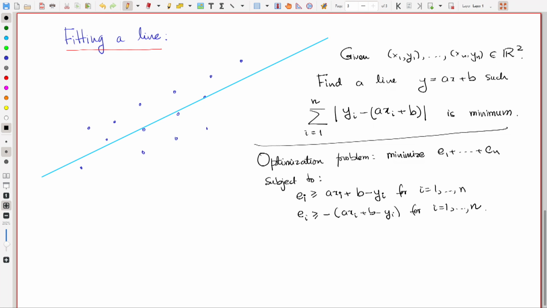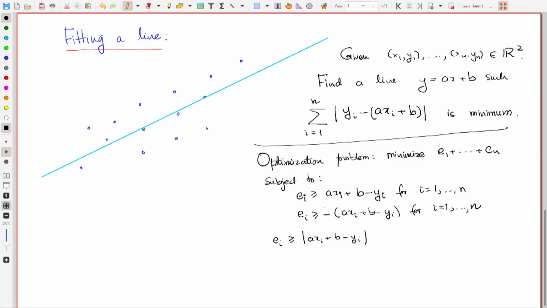So, what this means is that E I is greater than or equal to a x I plus b minus y I in absolute value, the absolute value of the error. And so now, in this program the variables are E 1, E 2, through E n, a and b.